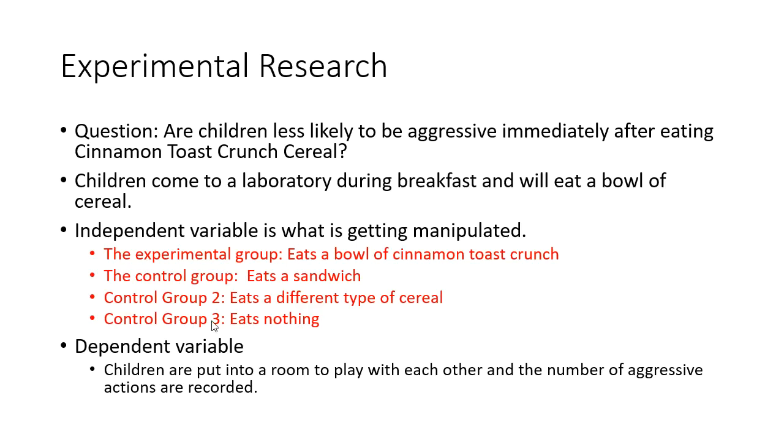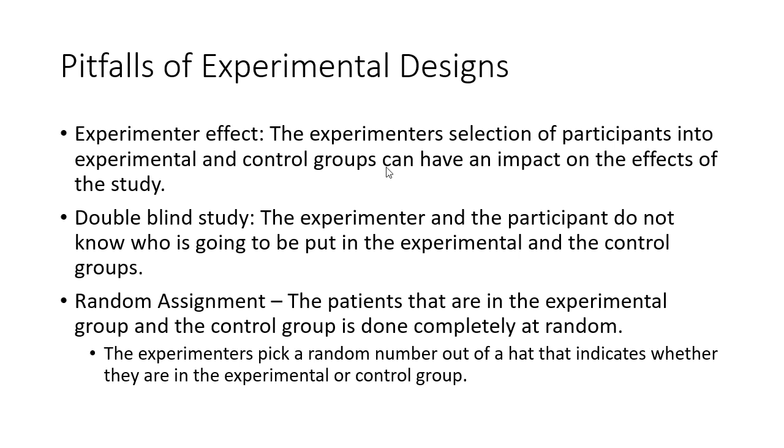And then there's a control group where they eat nothing, and maybe they'll find that just eating something reduces the aggression. Then they'll do the same thing with the dependent variable and put them all into a room. Now, if the people from Cinnamon Toast Crunch are thinking, our cereal's already delicious, kids obviously already want it, but we're going to market this to parents as reducing aggression, they may unconsciously, because they want good results, put children that they perceive as being more aggressive into the other control groups, and the children they perceive as being less aggressive into the Cinnamon Toast Crunch group.